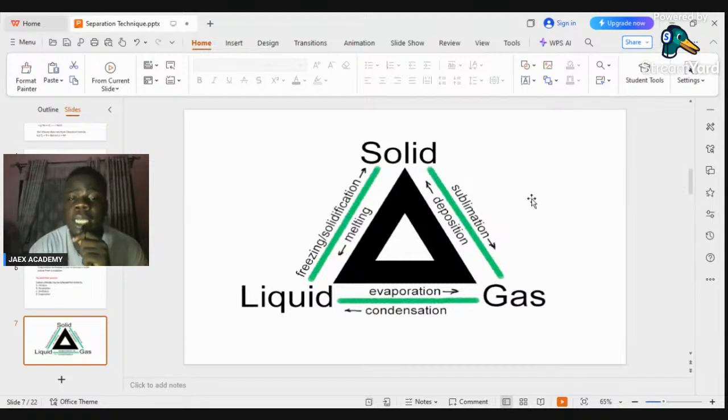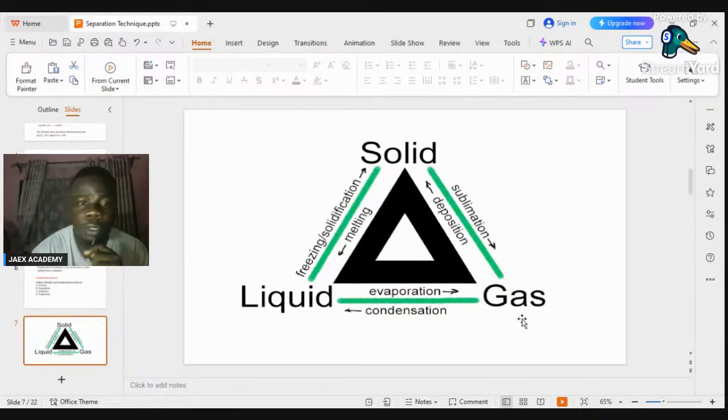Ladies and gentlemen, matter exists in three states, and these three states can change, right? Solid can change to gas, gas can change to liquid, liquid can change to solid, liquid can change to gas. They always change. So anytime they are changing from one state to another, you have to know the names, and these are the names I just brought out. So we have freezing, melting, sublimation, evaporation, and condensation.